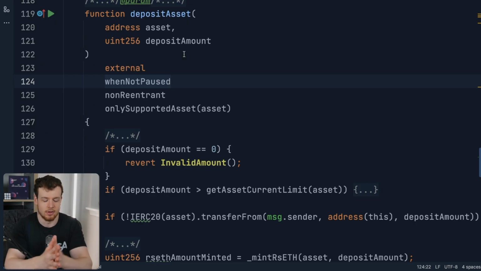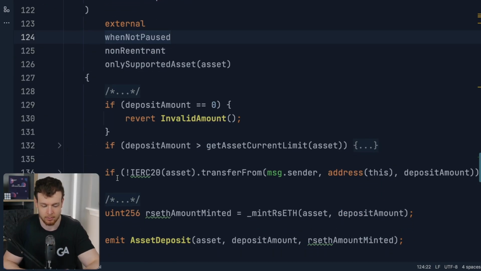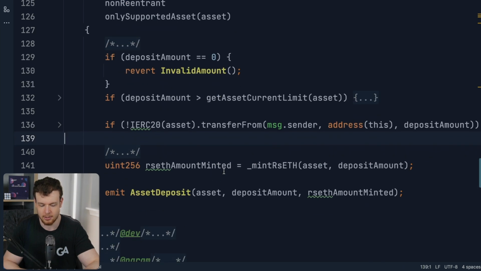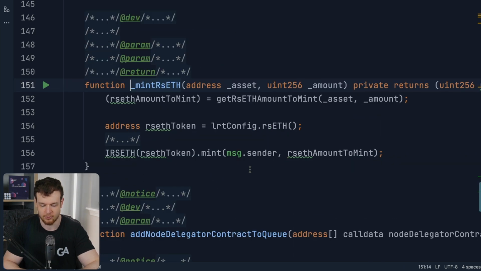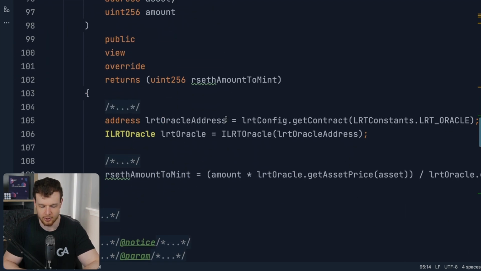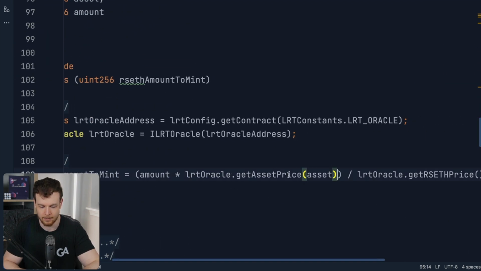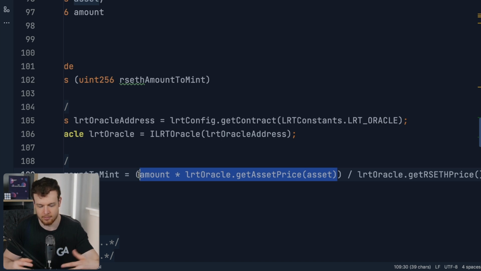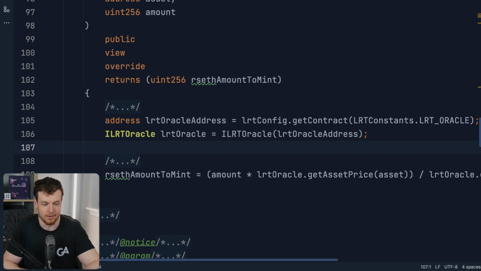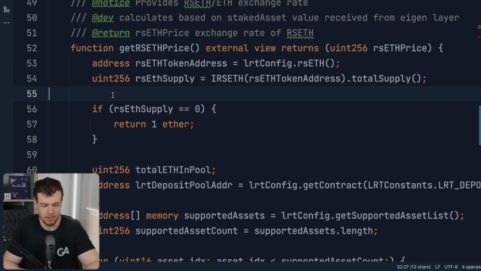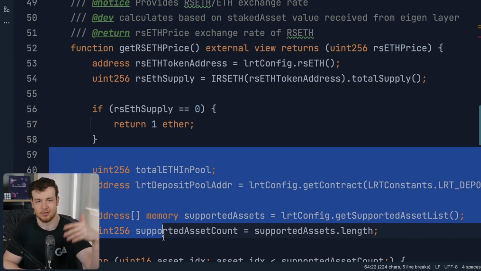So I'm going to deposit a single wei, and let's just walk through. You're going to transfer a single wei from me. You're going to get a single wei. Now, how much rsETH am I going to get? Well, we're going to go in here, and then ultimately we're going to go to the Oracle. Let's just say that this amount is a single wei of Ether, and the price returned from the Oracle. Well, we're not going to do all of this because now I'm the first depositor. I'm giving you a single wei. This is your first single wei.